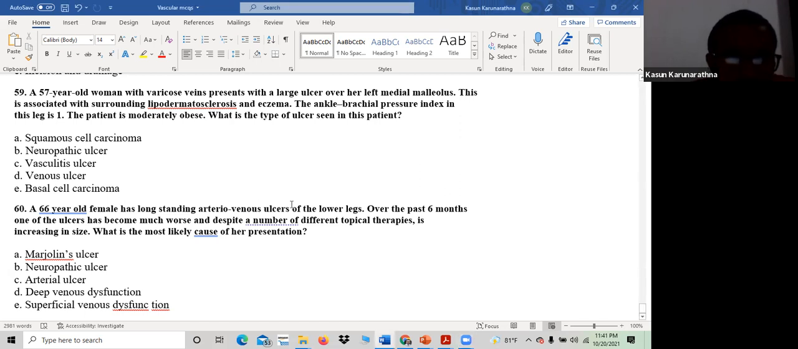A 66-year-old female has a long-standing venous ulcer of the lower leg. Over the past 6 months, one of the ulcers has become much worse. Despite a number of different topical therapies, it is increasing in size. What is the most likely cause of this presentation? What is the answer for question number 60?